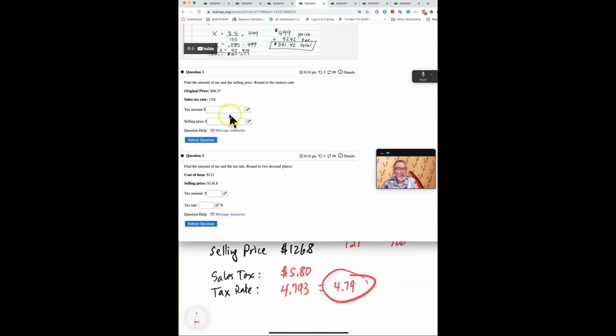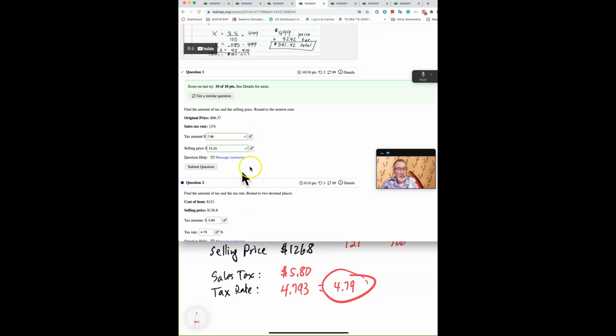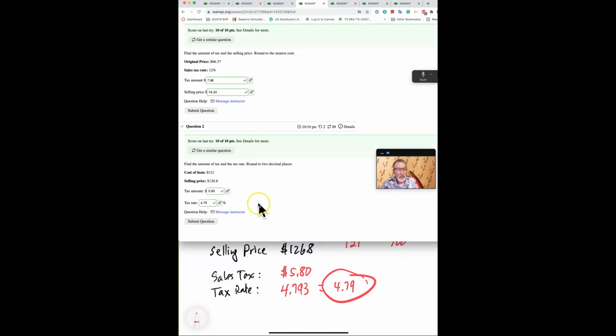Okay, so let's go here to WAMAP and put in our answers. 7.96 was the tax amount of the first one, and they have a dollar sign here, so just enter your numbers. And the selling price was $74.33. And then for the second one, cost of the item $121, selling price $126.80. The tax amount turned out to be $5.80, and the tax rate was 4.79. All right, cross your fingers. Let's see how we did. Okay, these two both right. How about this one? Awesome.